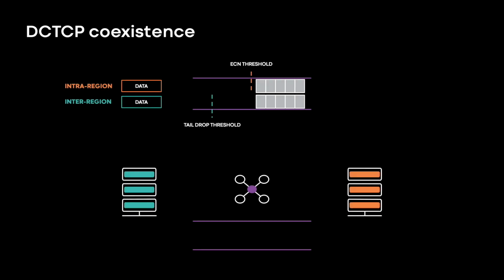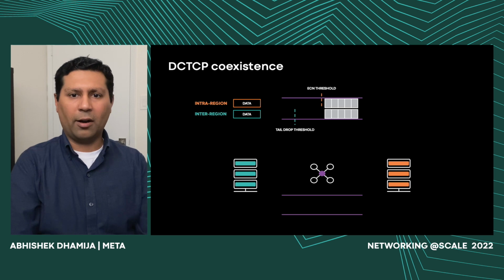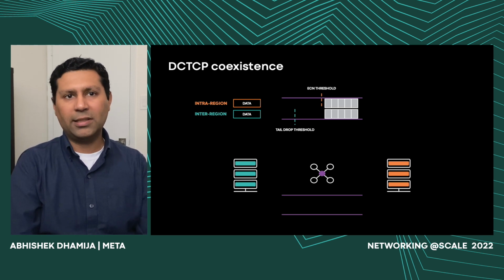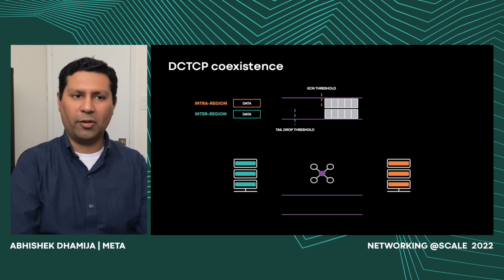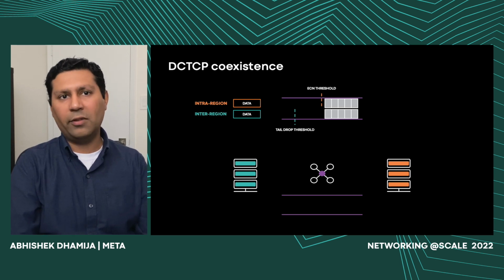Within our network, we have data that is exchanged both within the data center as well as across data center. Data exchange within the data center is intra-region traffic, and data exchange across regions is inter-region traffic. We use DC-TCP only for intra-region traffic because the latencies are predictable and we know that the congestion signal will be delivered in a predictable amount of time. For inter-region traffic, we continue to use congestion control, which relies on packet drops as a signal.